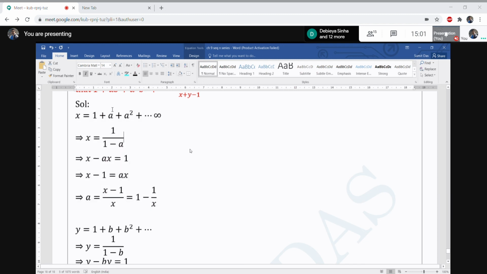We are cross multiplying. So we are getting x minus ax equal to 1. Then I'm taking the 1 to the left hand side and putting ax to the right hand side. Then dividing both sides by x. So it will be a, and the right hand side will be x minus 1 divided by x.